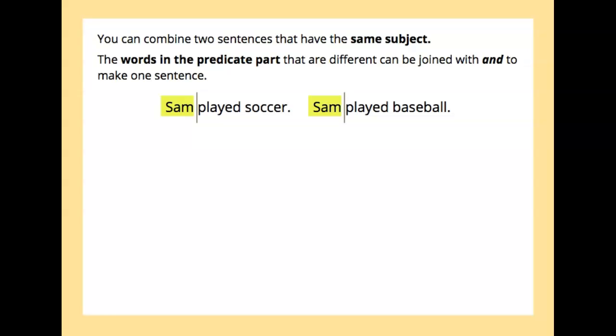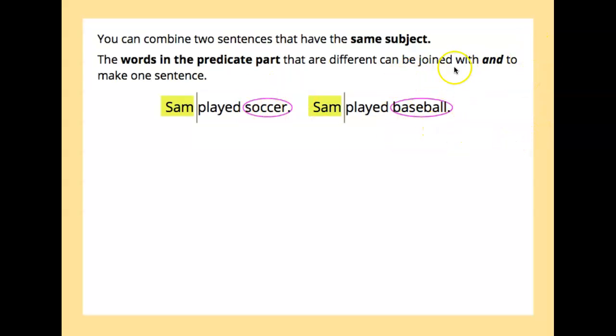In the previous lesson, we learned to combine two sentences that have different subjects but the same predicate parts. Then what words are different in these sentences? The different words are soccer and baseball. So I circled these two words to make them stand out. Now, how can we combine these two sentences that have the same subject but different words in the predicate part?